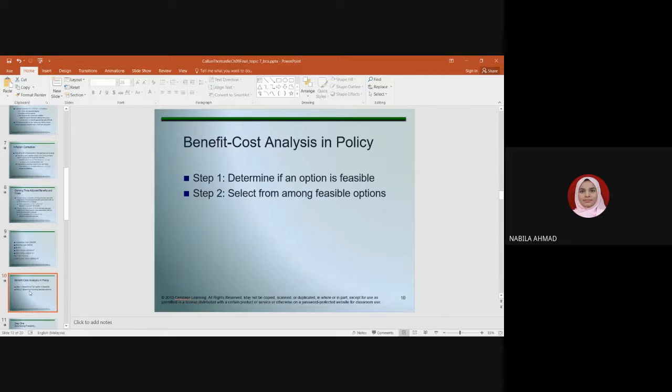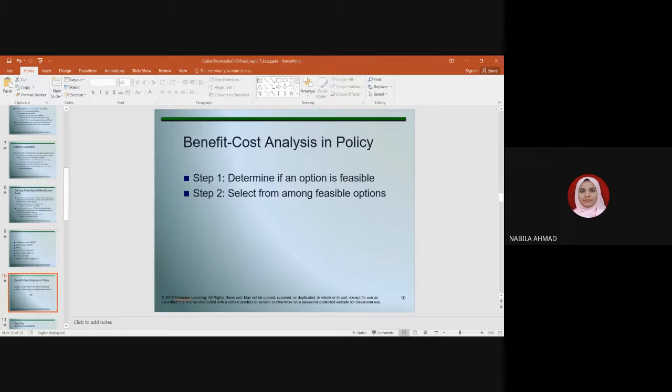Okay, so now kita nak tengok the analysis untuk policy itulah. Alright, so basically the final phase of the benefit and cost analysis adalah kita compare the time adjusted incremental benefit and cost, sebab kita nak making a decision.